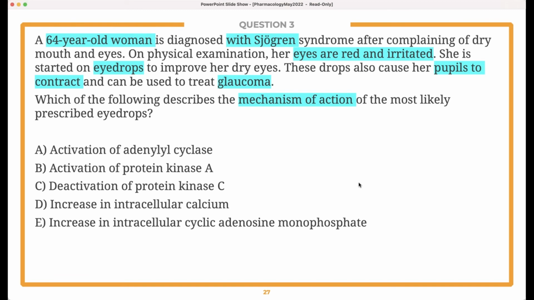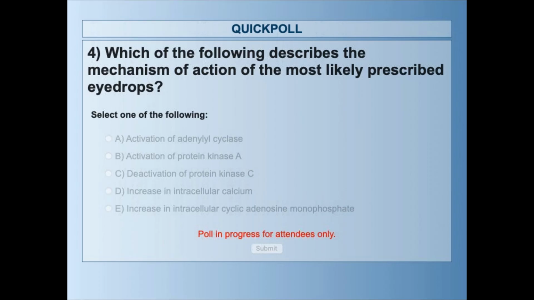So let's give all of you a moment here to take a look at the poll and select the answer you believe is correct, and then we'll go over the explanations. Okay, the poll has been launched. Think about what answer is right here for which of the following describes the mechanism of action of the most likely prescribed eye drops.